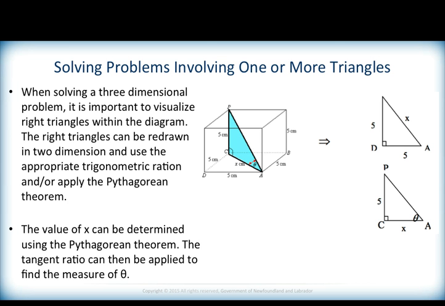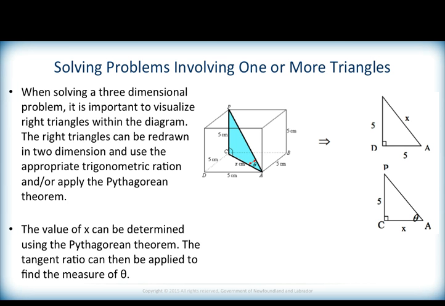When solving a three-dimensional problem, it is important to visualize the right triangles within the diagram. The right triangles can be redrawn in a two-dimensional shape, where the appropriate trigonometric ratios or the Pythagorean theorem can be applied. As you can see in the diagram here, we have a rectangular prism where inside we have a right triangle. So if you're looking at that whole shape as one three-dimensional problem, it could be a little harder to pick apart and decide what the length of the hypotenuse would be.